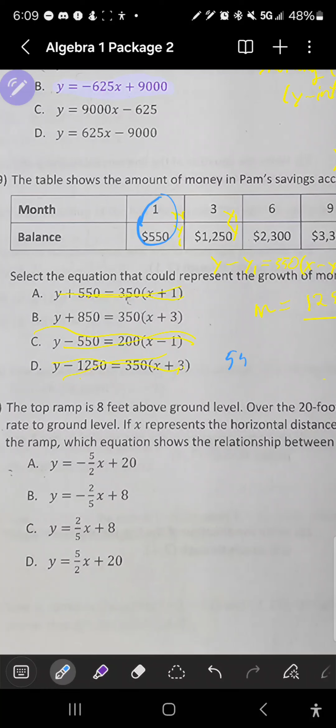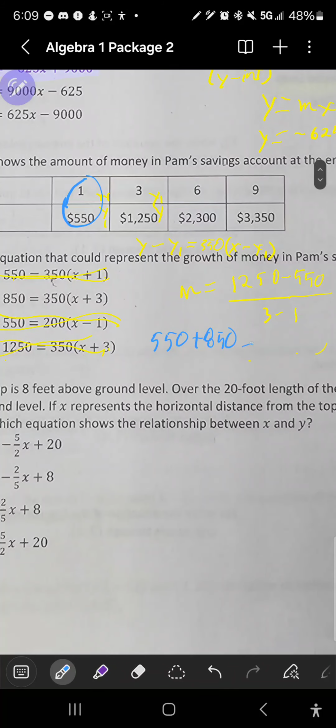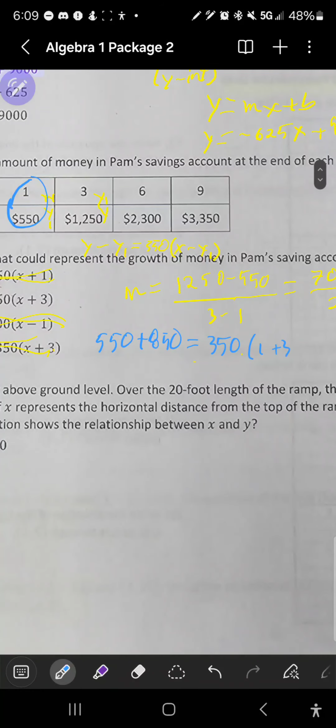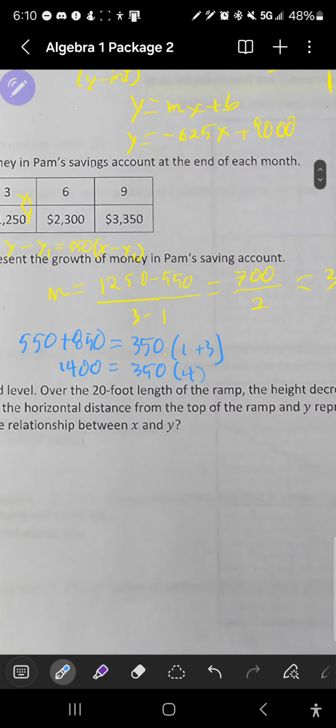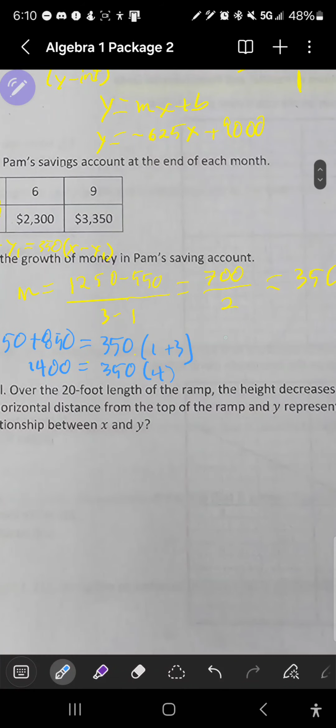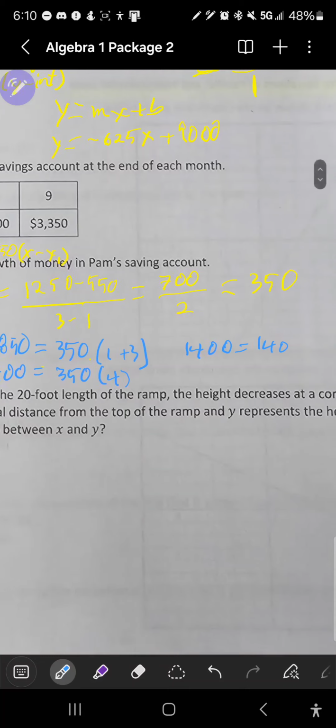So 550 plus 850 equals 350 times 1 plus 3. Now, this is going to be equal to 1400, and this is 350 times 4, since 1 plus 3 is always 4. And if you do 350 times 4, you're also going to get 1400, so 1400 is equal to 1400.